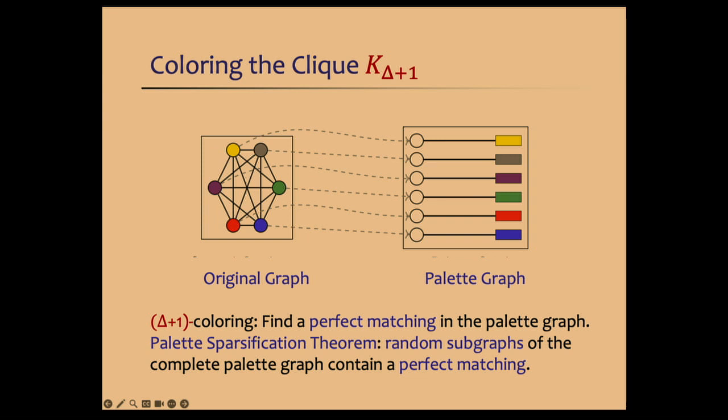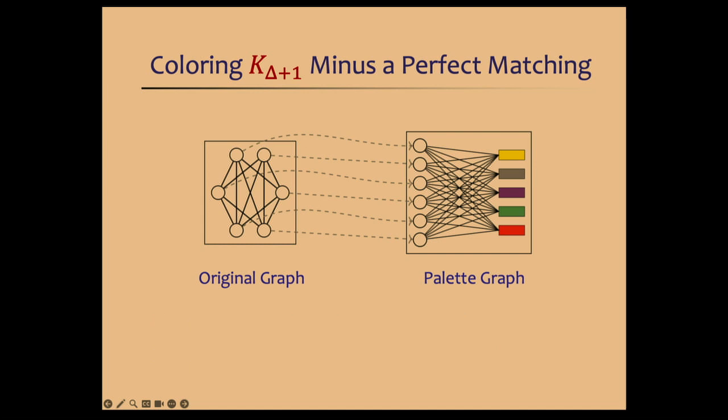Let's look at one more example to understand what's going on here. So take the clique on Δ+1 vertices and remove from it a perfect matching. If you do that, then the maximum degree in the clique has gone down by 1. It's now Δ-1. Okay? So this means Δ+1 coloring now requires you to color it with Δ colors. So now we have something interesting going on.